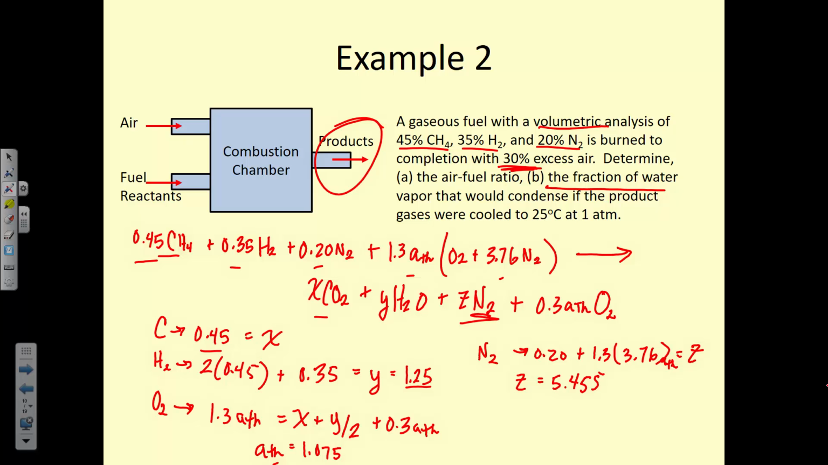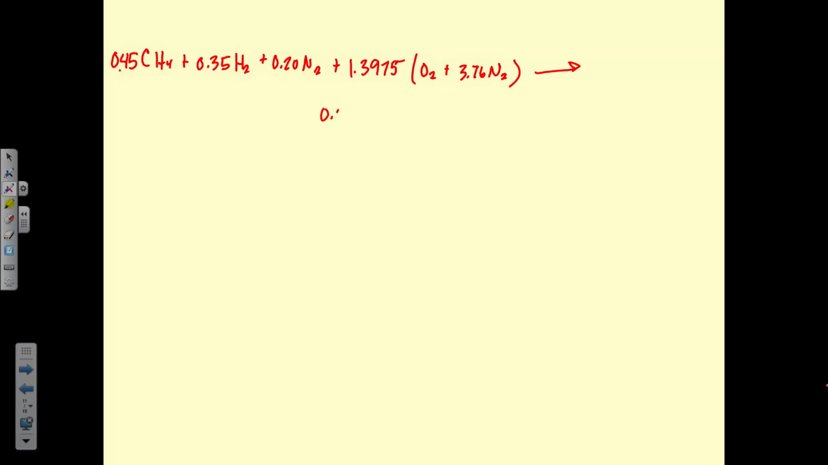Okay, so we can rewrite this equation in longhand. 0.45 CH4 plus 0.35 H2 plus 0.20 N2 plus 1.3975, that's the 1.3 times A theoretical, O2 plus 3.76 N2 goes to 0.45 CO2 plus 1.25 H2O plus 0.3225 O2 plus 5.455 N2.